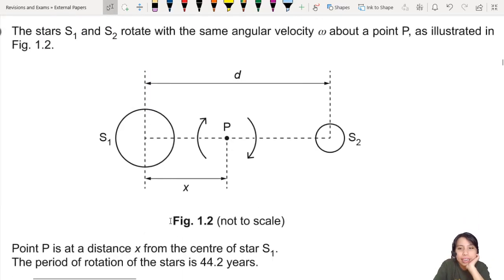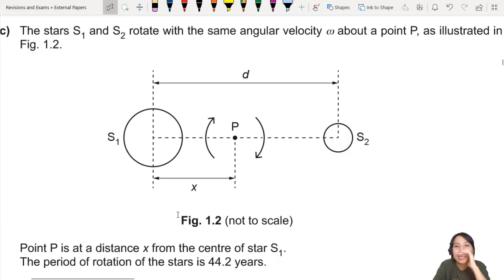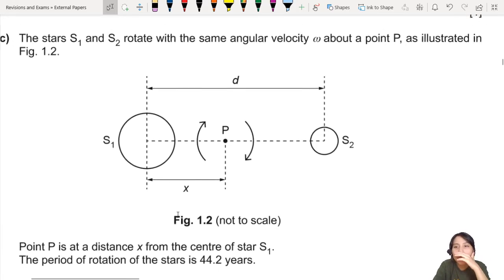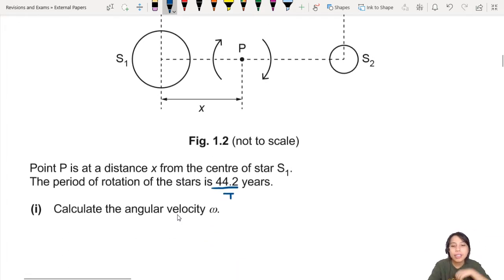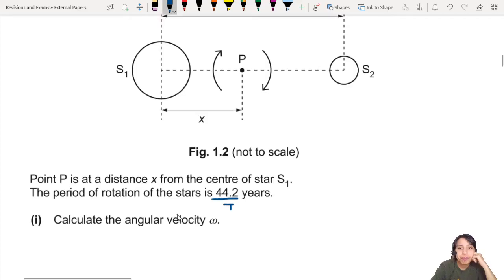Now comes the interesting part where we go into circular motion. The stars rotate with the same angular velocity about point P as shown. Point P is what we call the center of mass for the whole system of 2 stars. Anyway, we don't need to know that here. The period of rotation is 44.2 years, so this is T. It's how long it takes for them to do a complete cycle around each other and come back to the original place. Calculate the angular velocity omega.